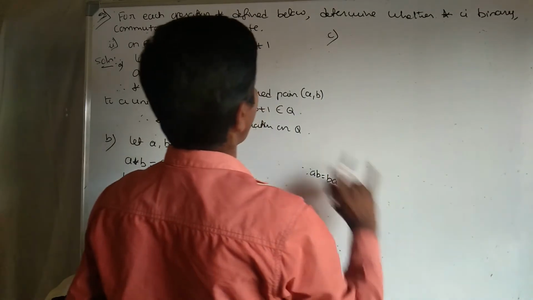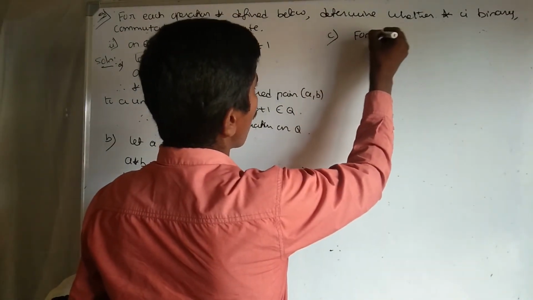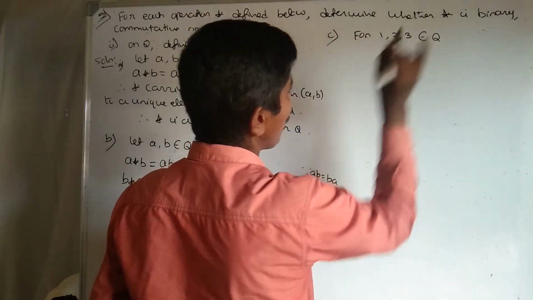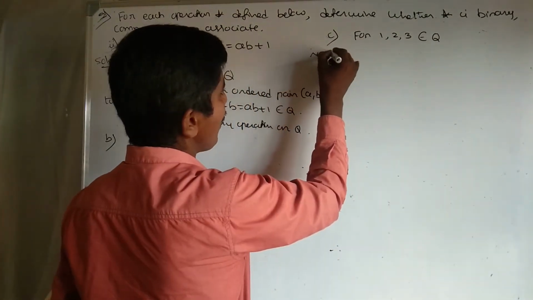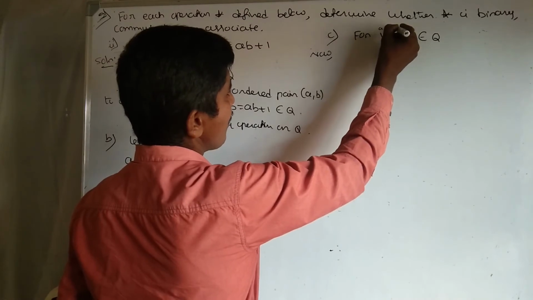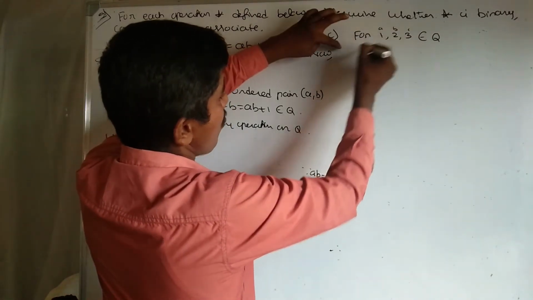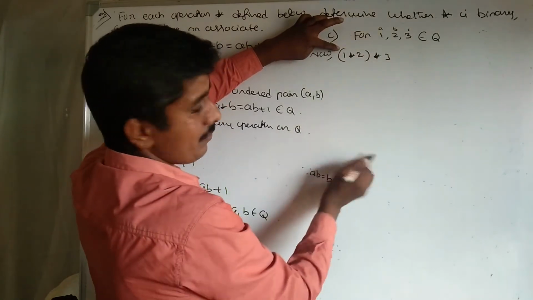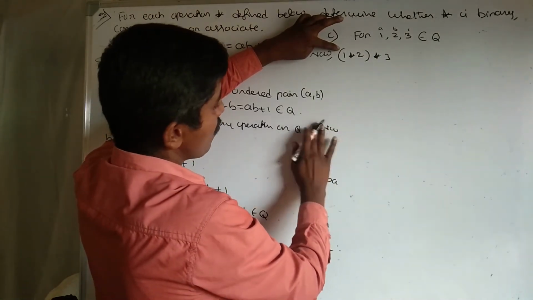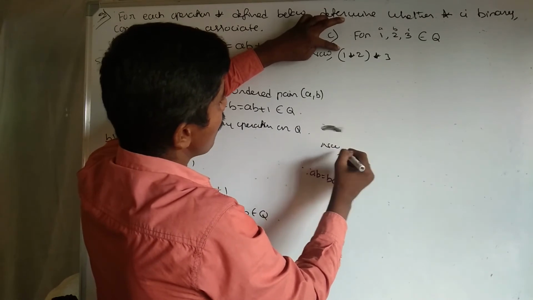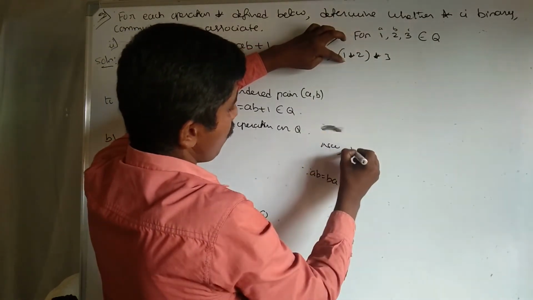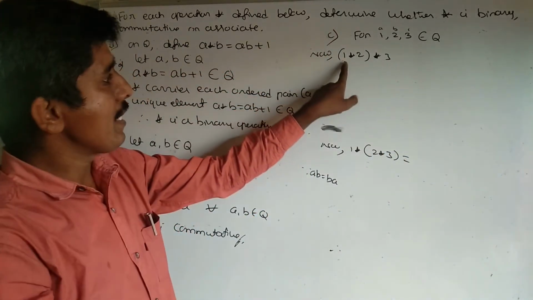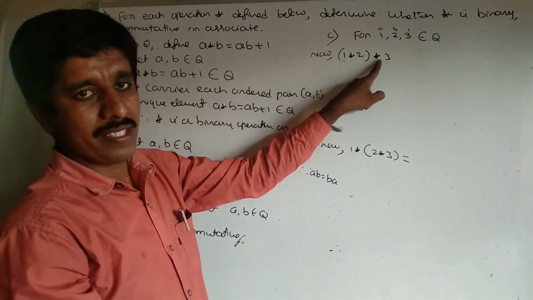For an easy one I am taking here, 1, 2, 3 belonging to the given set Q. So, LHS: mind it, (A star B) star C, where this is A, this is B, this is C. So (1 star 2) star 3. Now the RHS: A star (B star C), that is 1 star (2 star 3).